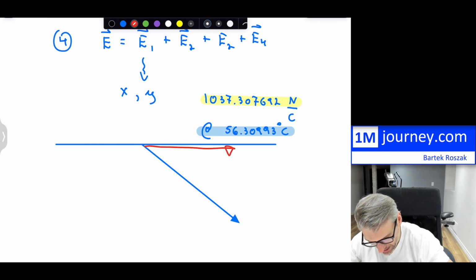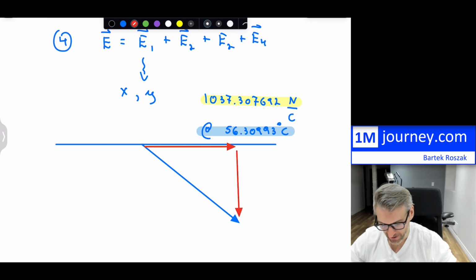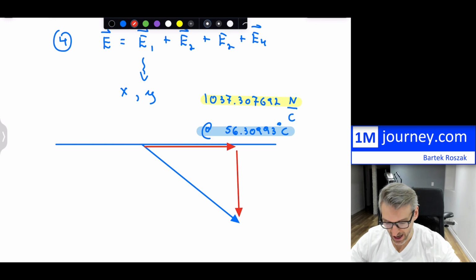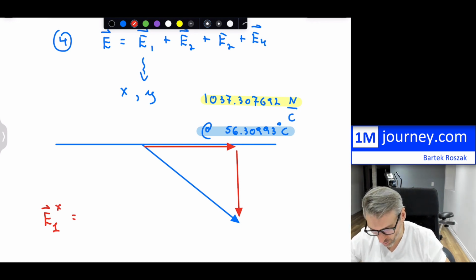So here's going to be the X component, and then I'm going to have the Y component. Now notice Y is going to be negative in here because of the fact that it's pointing downwards. So this is for the first one, and this is with respect to the X component, it is equal to. So now, what is that equal to?